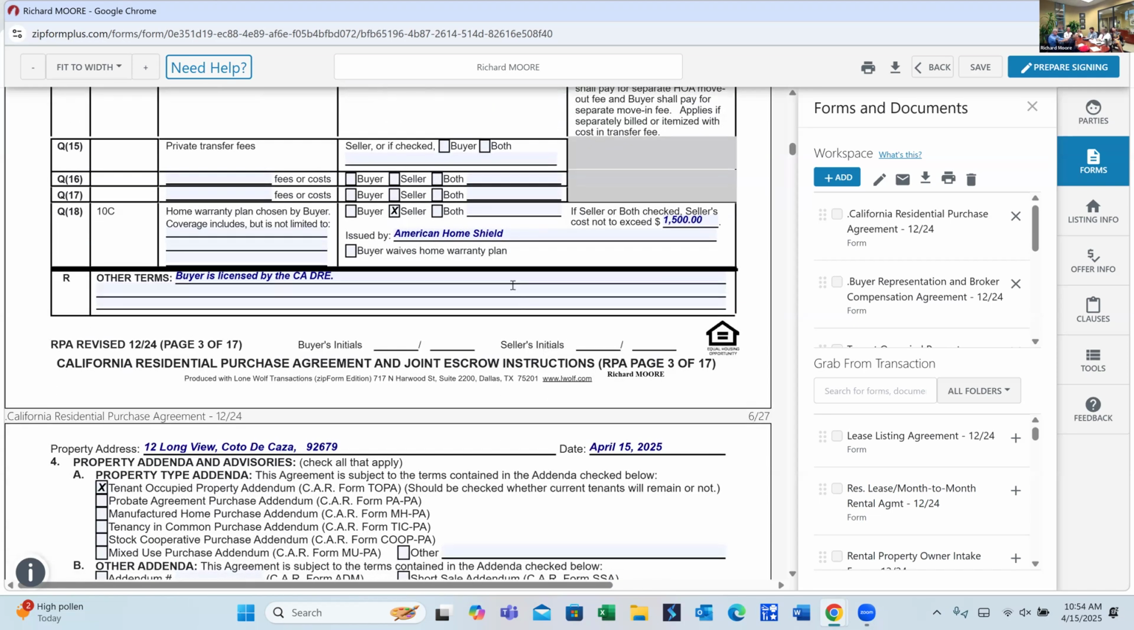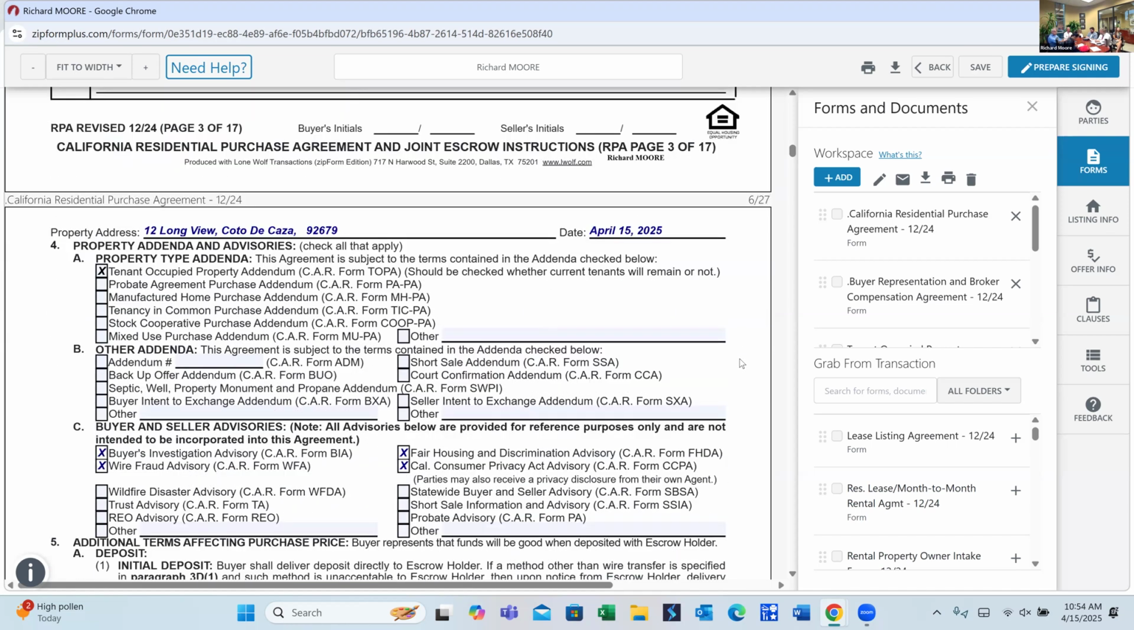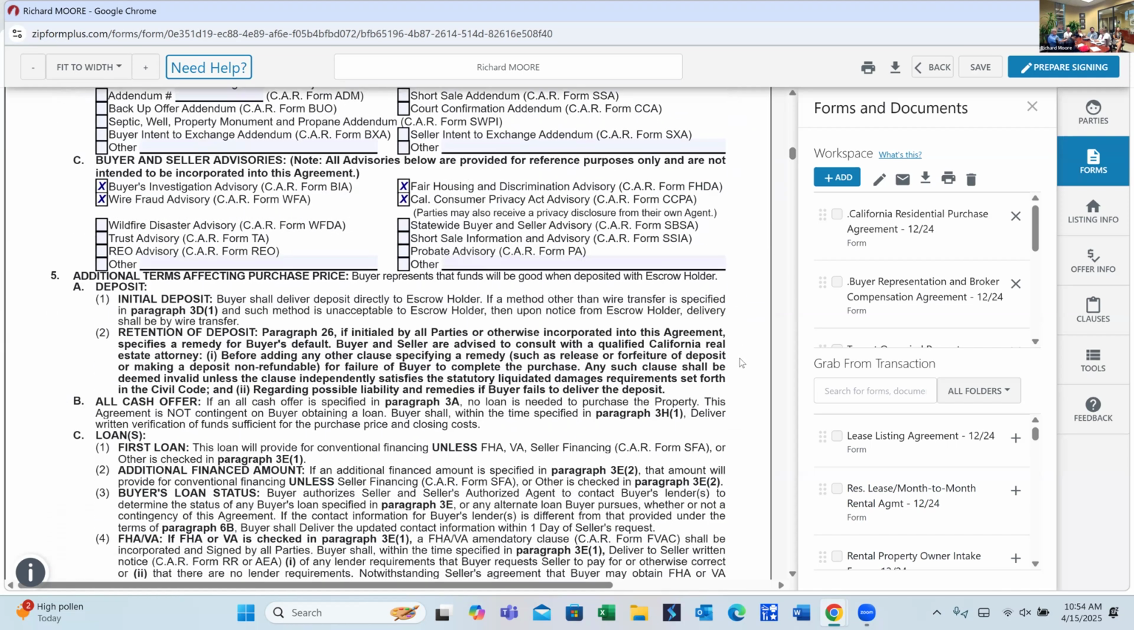And then, if you remember, Richard Moore is the buyer, and Richard Moore is also representing himself under Section R, buyer's license by the California Department of Real Estate. So that is something that you must disclose. Or if you're representing a related party, you must disclose the fact that you're related to the buyer, you as the agent. Any questions about that?